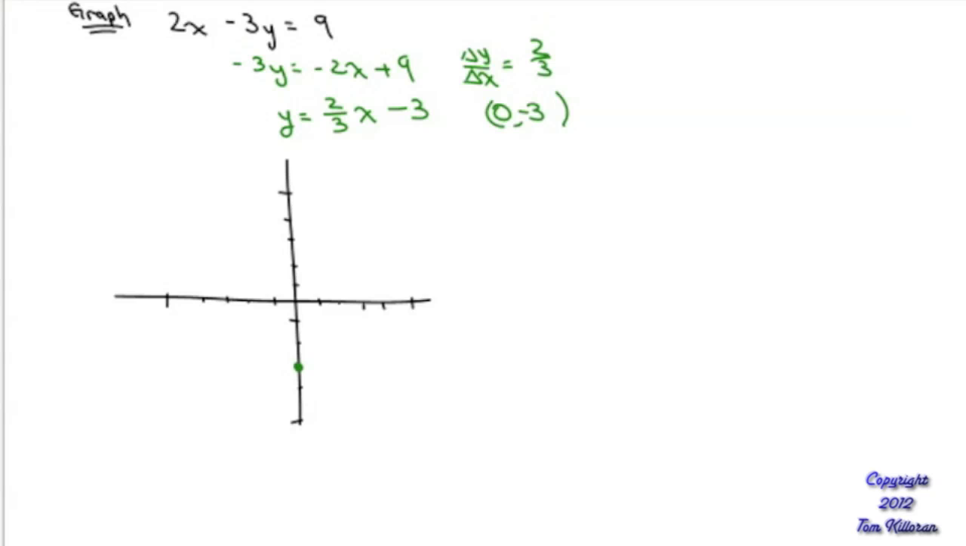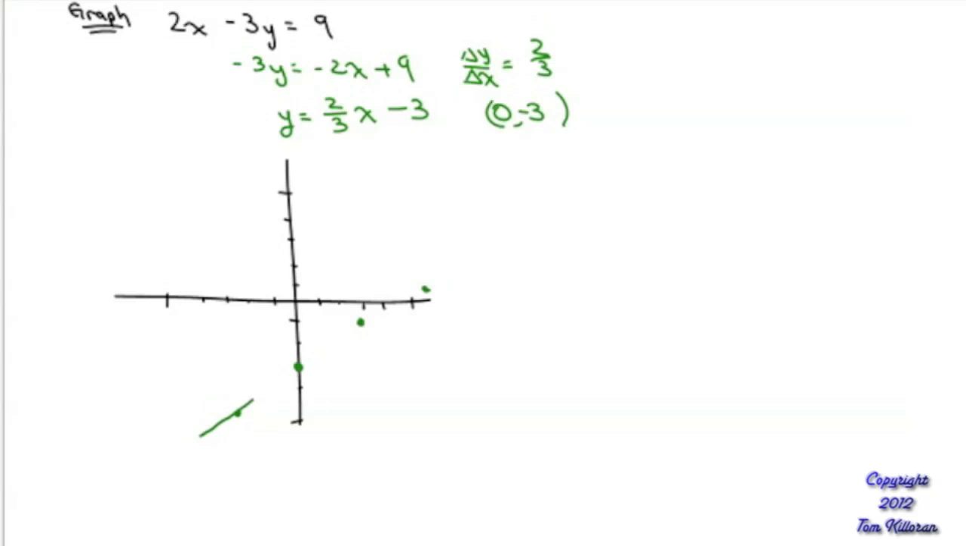And the slope is 2/3, so you're going to go up 2, to the right 3, and plot another point. Then go up 2, to the right 3, plot another point. If you want, you can go down 2 to the left 3. And we get this nice line.